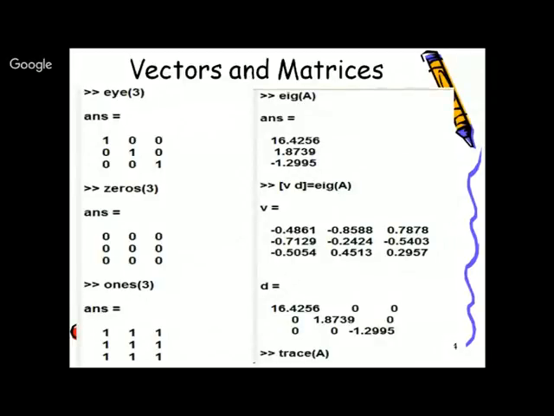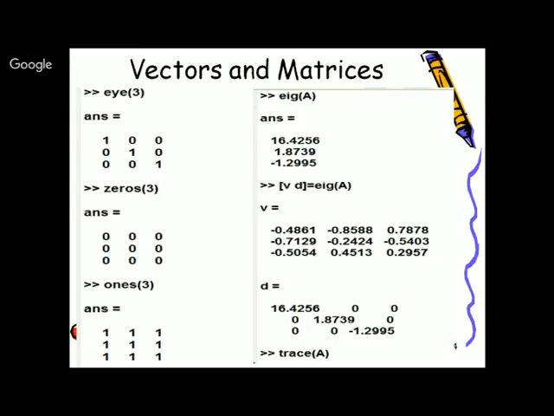Eye 3 will generate an identity matrix. You only have to give the command and it will generate an identity matrix like this: 1 0 0, 0 1 0. Eye 3 will give you a 3 by 3 matrix. Eye 5 will give you a 5 by 5 identity matrix. Okay, zeros will give you a matrix of all zeros. Ones will give you a matrix of all ones. You have to give as many numbers as the size of the matrix you need.